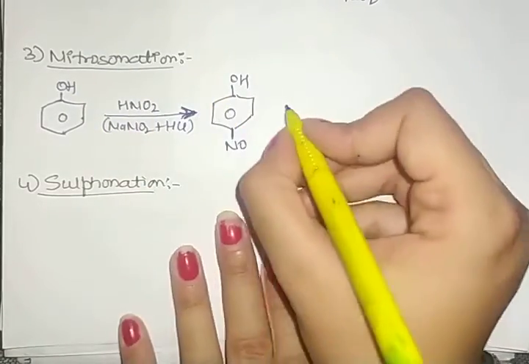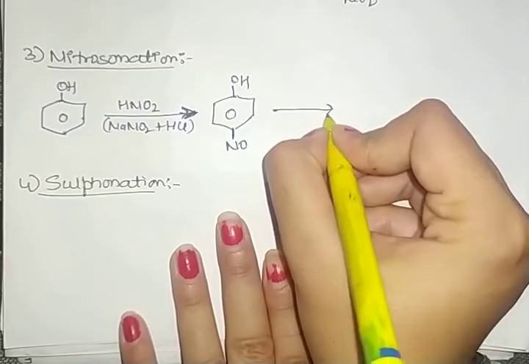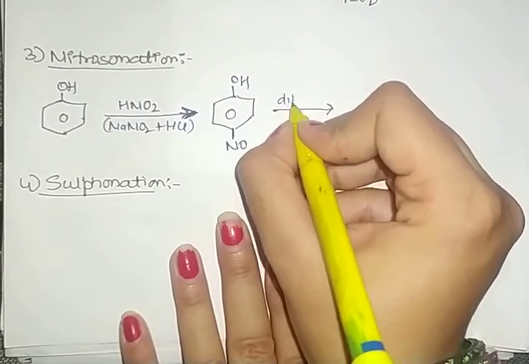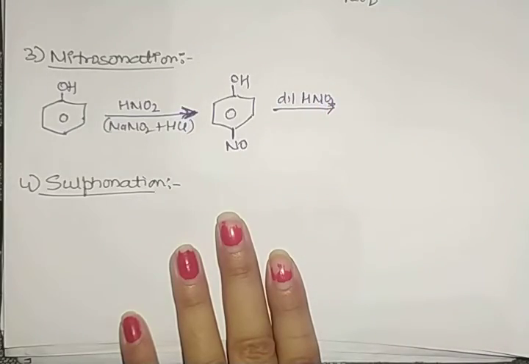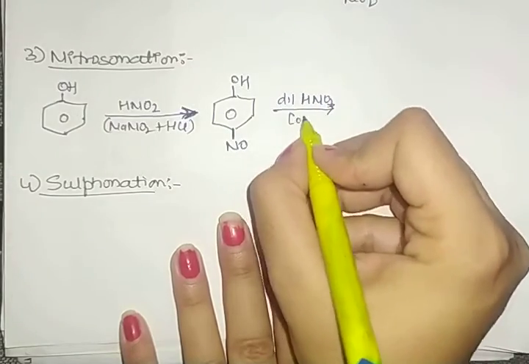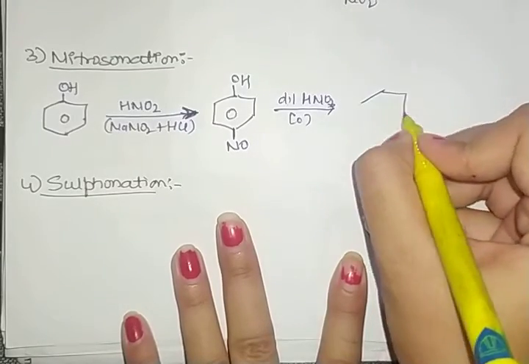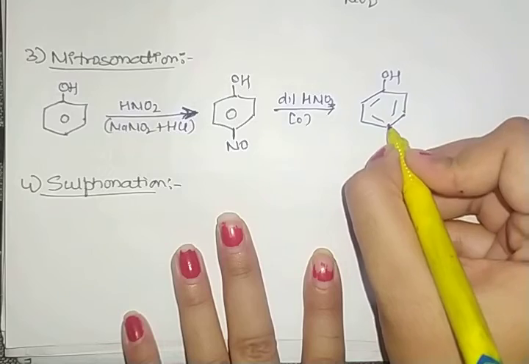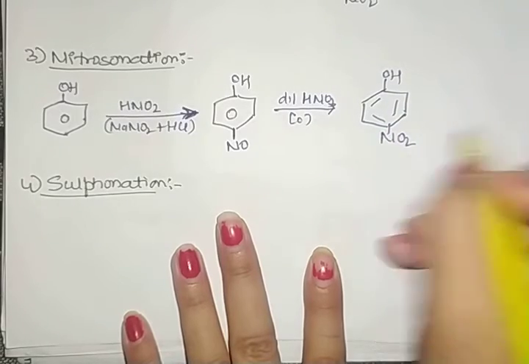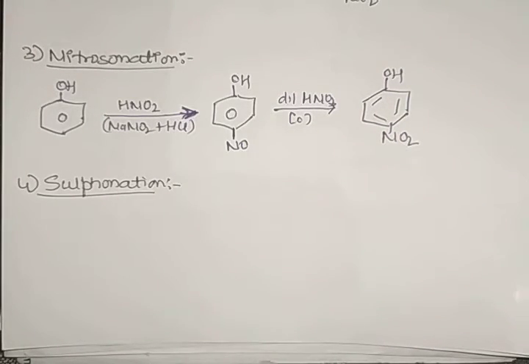So when we are again oxidizing this para-nitrosophenol with dilute HNO3, which is nitric acid, okay, or we are doing the oxidation of the same, what will happen is the formation of para-nitrophenol, that is NO2. Clear? So the next one we have is sulfonation.